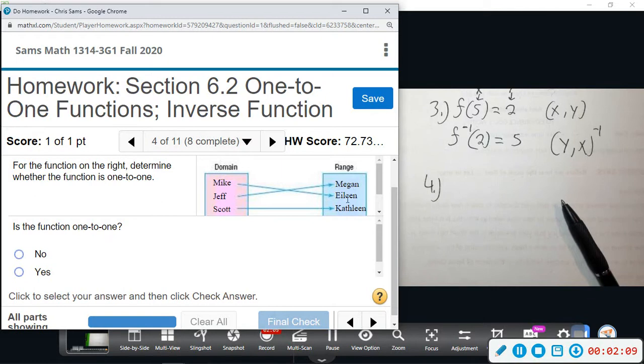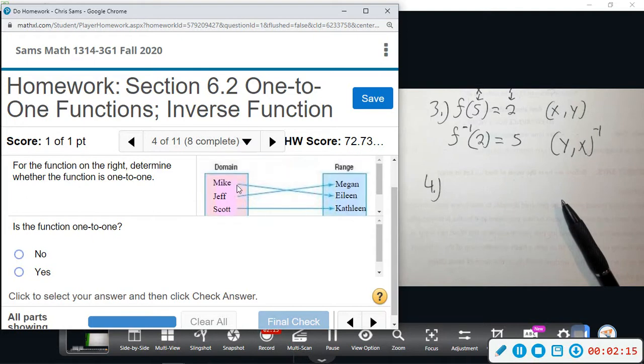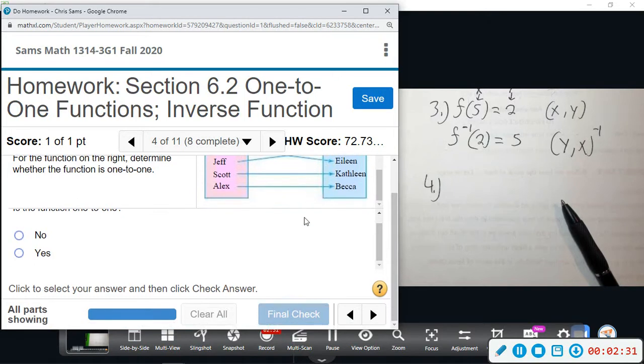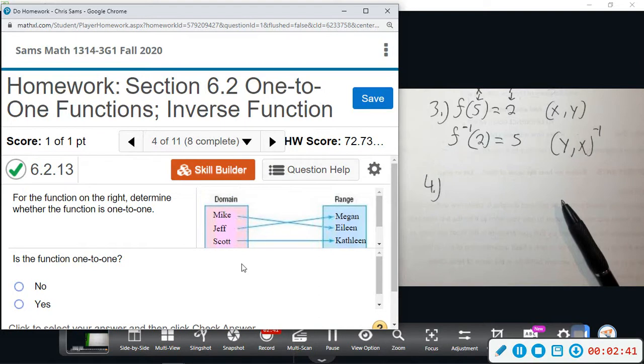So Mike and Ellen, Jeff and Megan, Scott and Catherine, Alex and Becca. If you had more lines, like a guy supposedly had 2 girlfriends or a girl had 2 boyfriends, that would not work. As long as you only see one line going from each and vice versa, nobody going to more than one person, that's what we describe as one-to-one. Kind of like a relationship, one-to-one. You don't want to share your boyfriend or girlfriend with anybody else. So each of these is matched with one person, so this is one-to-one.